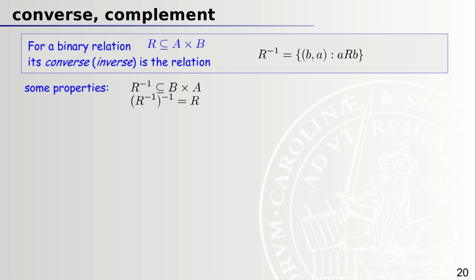Note that if the original relation went from A to B, then its converse must go from B to A because we flipped all the pairs in it. Also, it means that the converse of the converse is the original relation again.